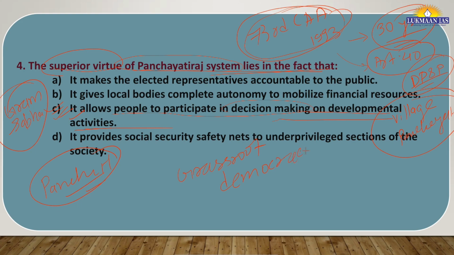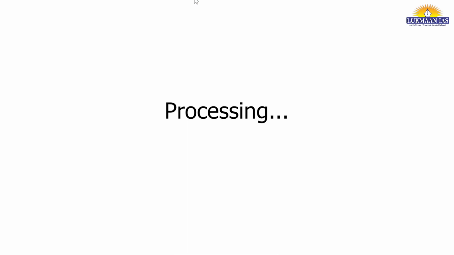Grassroot democracy. Look at the other statements. Social security safety net नहीं है. Local bodies को complete autonomy, ऐसा भी नहीं है. It makes the electoral representative accountable to the people, ये भी नहीं है. Okay, so yes, C is the correct answer here. Let's move on to the next question.